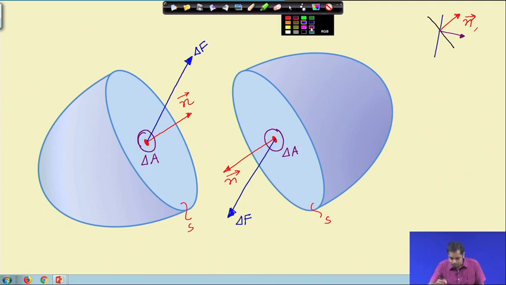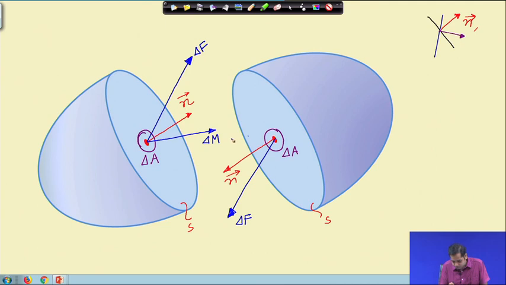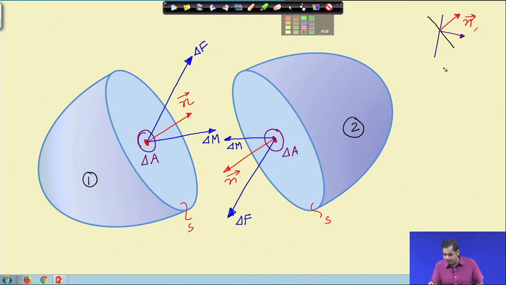Similarly, we can have a couple. Suppose that couple at this point is delta M, and similarly the couple on the other side is delta M. Now, this is very important. Our assumption is that part 1 and part 2 interact with each other through delta F and delta M, which are defined on a small area surrounding this point, a finite area delta A.